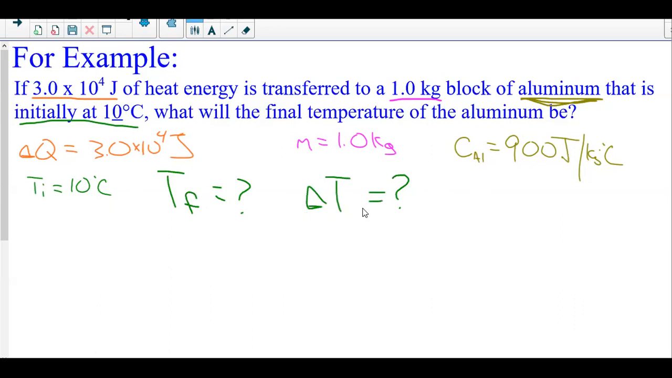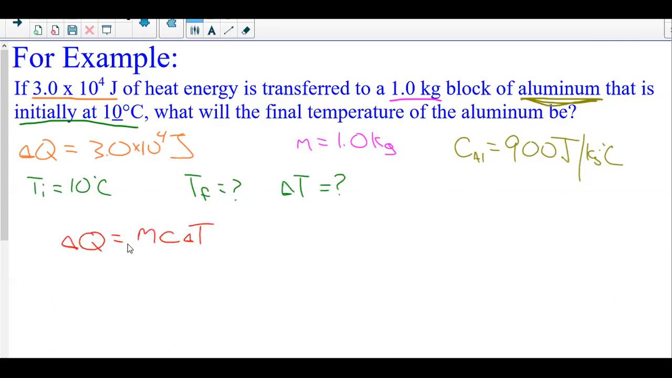And if you don't know your change in temperature, you're going to have to manipulate your main equation. So our main equation is delta Q is equal to MC delta T. Some people like to say MCAT as a way of remembering the equation because that delta symbol looks like an A. So MCAT is your way of calculating the quantity of heat energy. So we know Q, we know mass, we know our substance is aluminum, we don't know delta T.